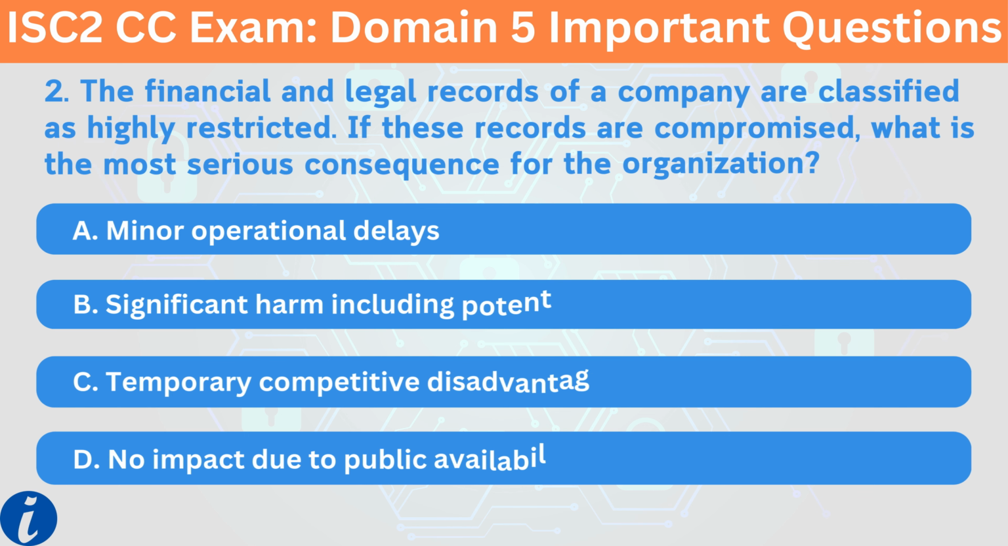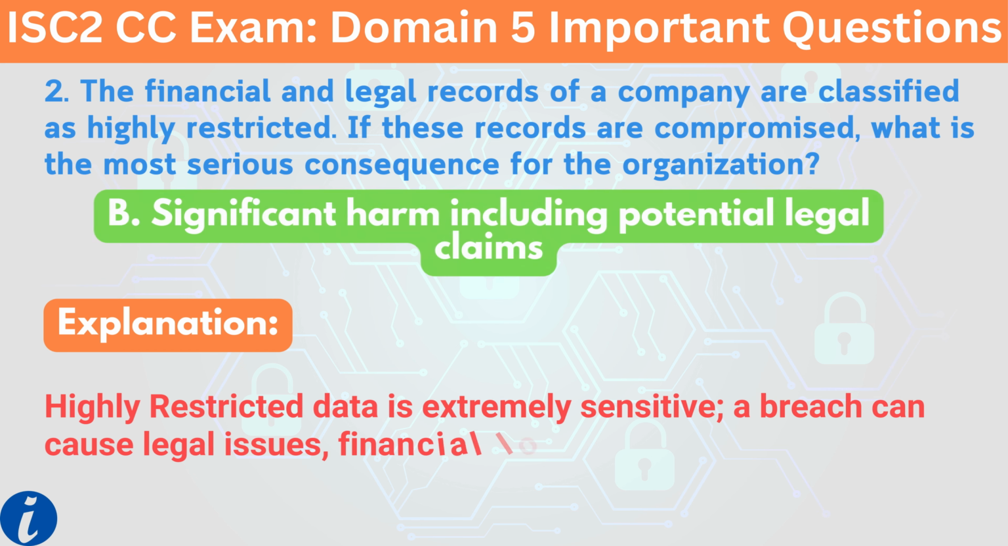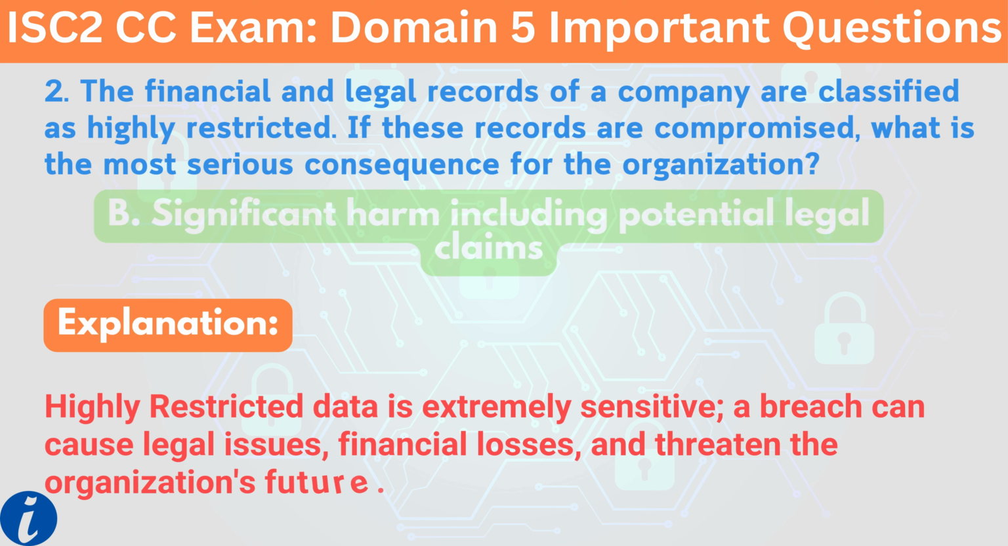2. The financial and legal records of a company are classified as highly restricted. If these records are compromised, what is the most serious consequence for the organization? A. Minor operational delays. B. Significant harm including potential legal claims. C. Temporary competitive disadvantage. D. No impact due to public availability. The correct answer is B. Significant harm including potential legal claims. Explanation. Highly restricted data is extremely sensitive. A breach can cause legal issues, financial losses, and threaten the organization's future.